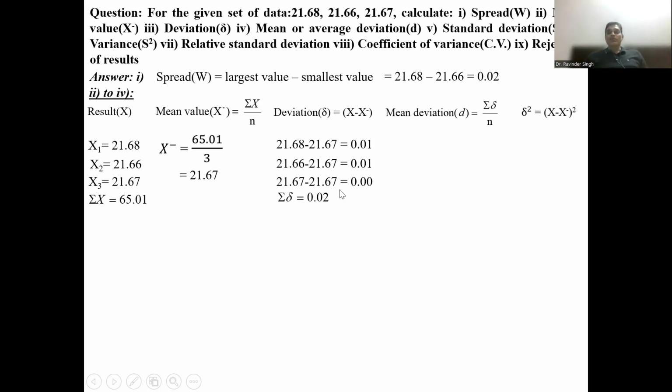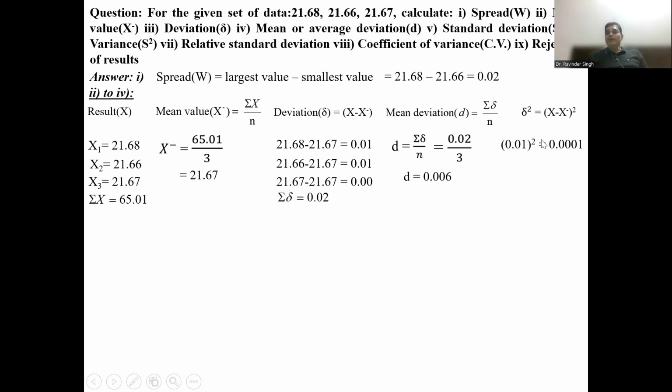Now take the sum of all these deviation. Answer comes out to be, the sum of all these will be 0.02. Now in the next step, we will take the mean deviation. Means sum of all these deviation, which we have already taken here, that is the 0.02, divided by the total values. Total values are 0.01, 0.01, 0.00. These are the three number. Divided by 3. Answer comes out to be 0.006. That is the mean deviation.